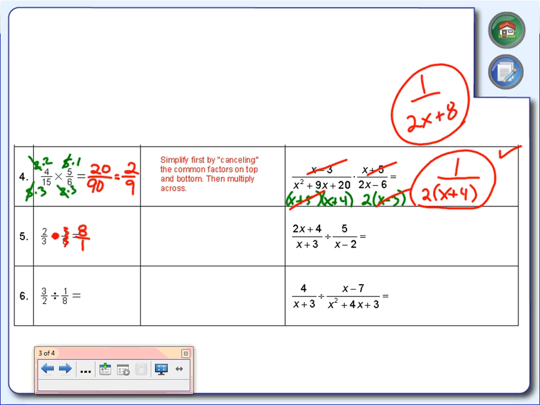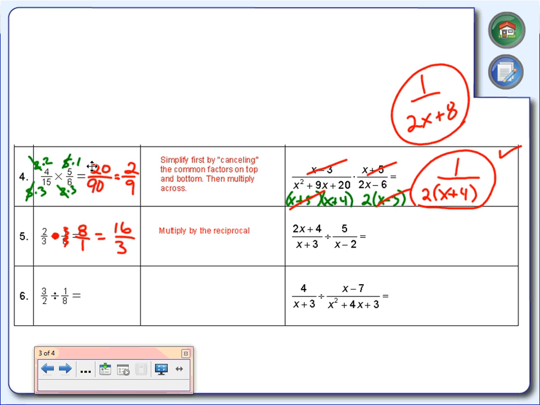So now instead of using 1 over 8, we're going to be using 8 over 1. And now it's just like the other ones that we were looking at earlier. Now we can multiply straight across. So if I multiply straight across, 2 times 8 would be a 16. 3 times 1 would be a 3. Of course, just like with any other fraction, if you can reduce it, reduce it. In this particular case, though, 16 over 3 cannot be reduced.